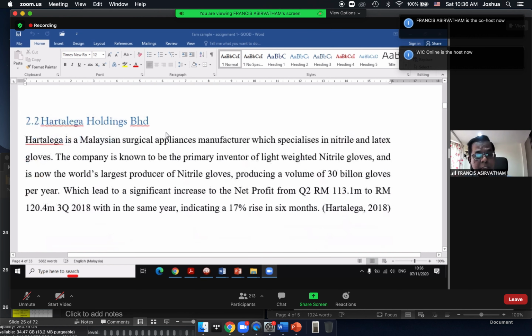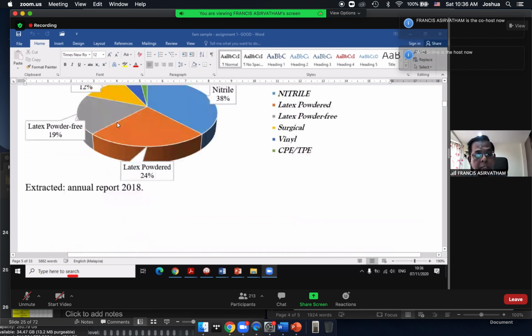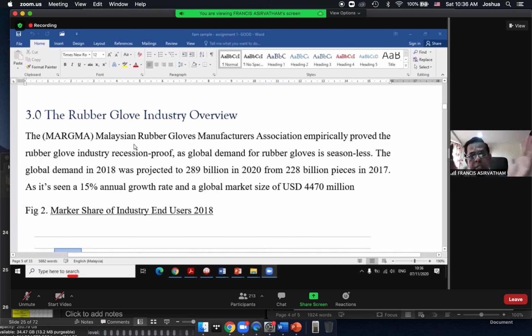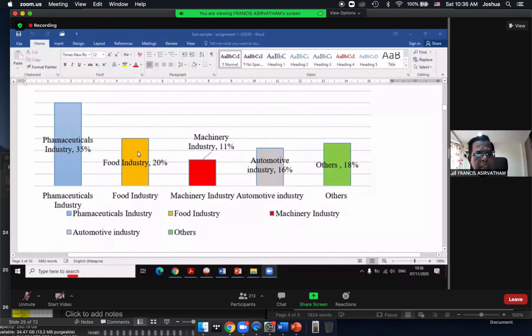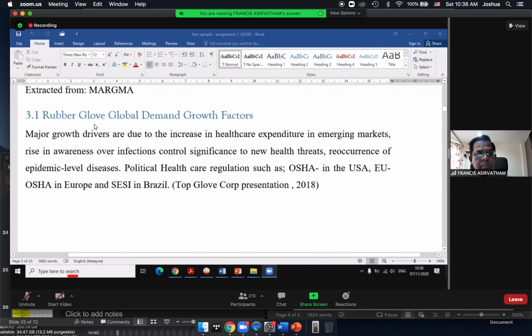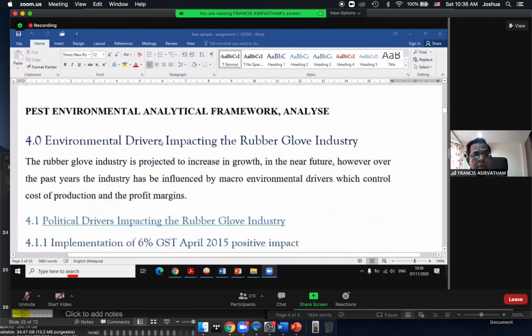The company selected is Top Glove, and Harta Lega is the second company they have taken. It's not a long story on the company. The industry, I talked about the industry. When you talk about industry, we need to talk about the attractiveness of the industry. So whatever you do, I need to know the attractiveness. So we can see here the pharmaceutical, food, it is telling about the rubber glove industry. Then it's not long, that's all.